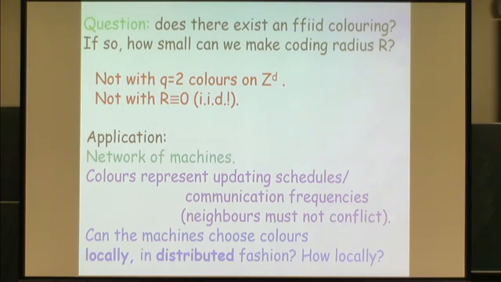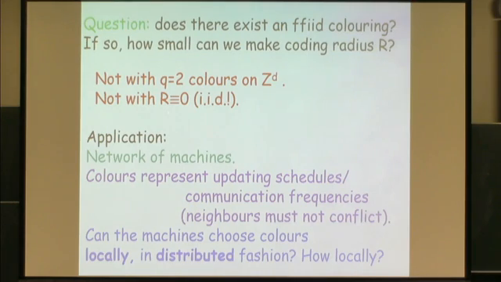You can't do it with two colors on Z^d. We already saw that, because the only stationary two-coloring of Z^d is this thing where you have that checkerboard with probability half and this checkerboard with probability half, and it's very straightforward to see that is not an FFIID process. There's no way you can get that from coin flips in a translation invariant way.